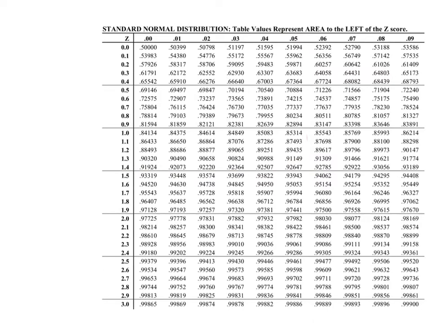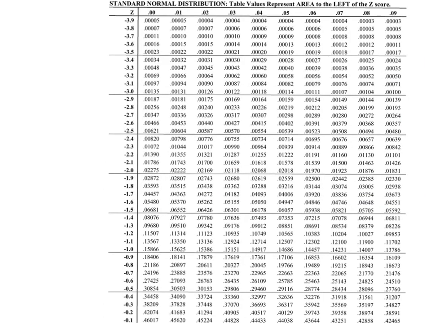1.79 is going to be there plus that one. So we come down and we go across 1.79 and we get 0.96327. And so these are the negative scores.